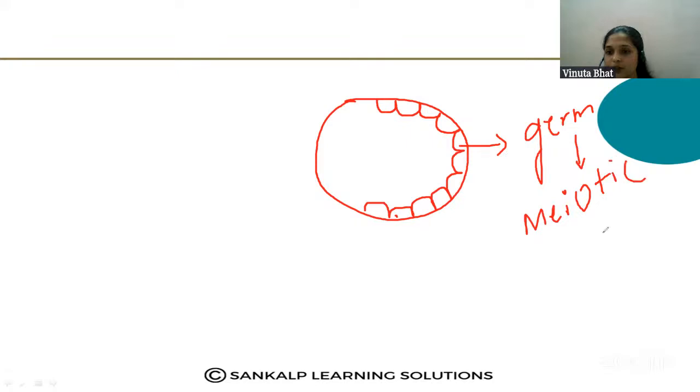So what is the function of these germ cells? Germ cells undergo meiotic division and form the primary spermatocytes and secondary spermatocytes. After that, they produce the sperms. At the end, there are some steps. After that, they produce the sperms. Germ cells are diploid in number.